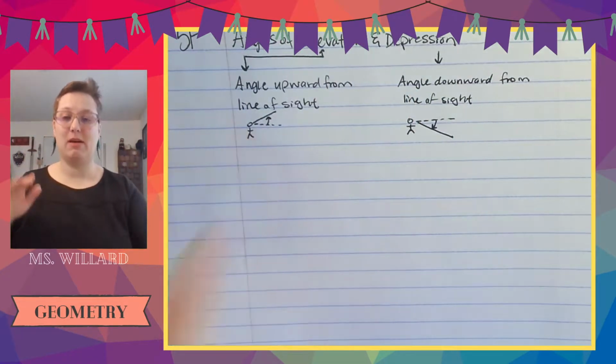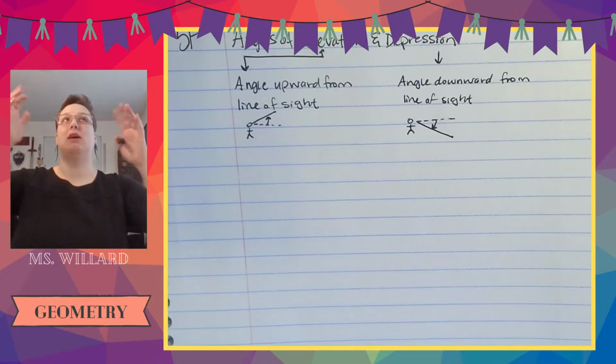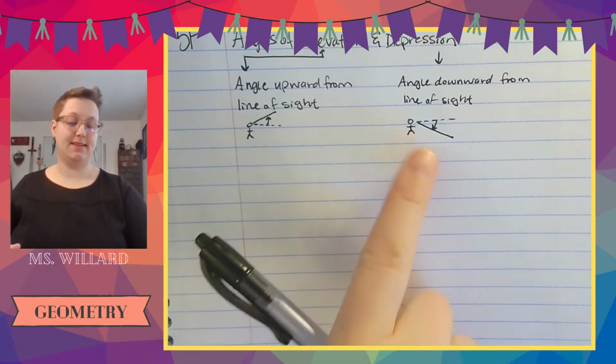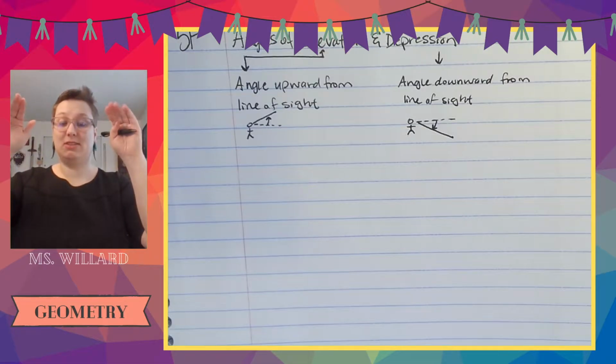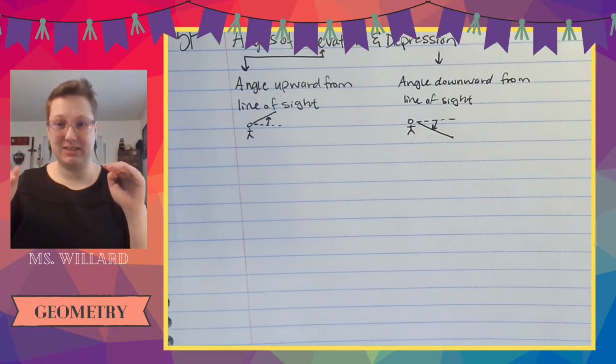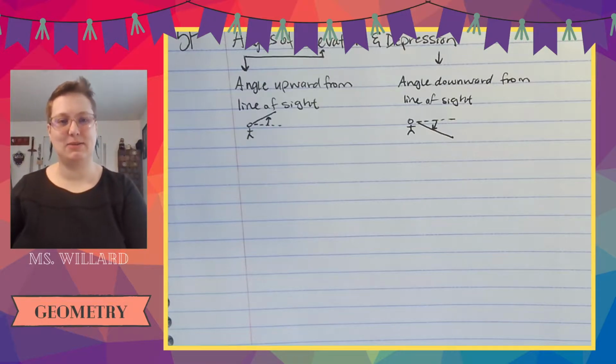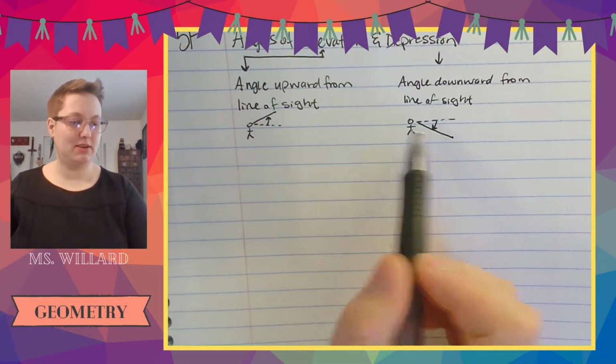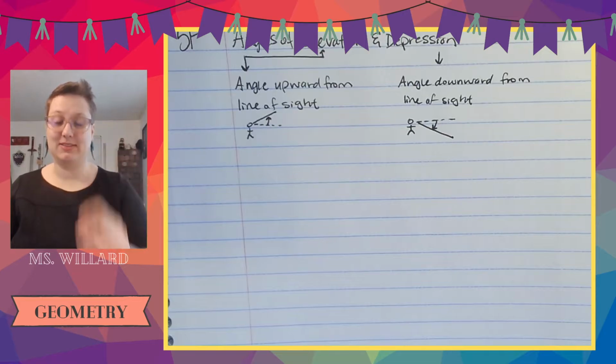This is really common if I'm looking up at somebody on top of a bridge. And this is more common if I'm on a high level of something and I'm looking down at whatever's below me. I don't usually look down into the ground, but it's still possible. It's just that angle either up or down from your line of sight.